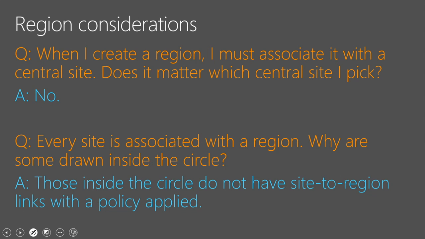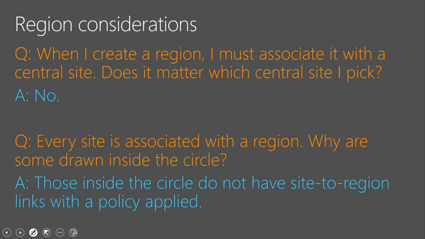Regions. When I create a site, I have to associate a central site with it. In my link topology, wherever I have pools or front-end servers, I will have a central site. When I create the region, I have to associate it with the central site. It doesn't really matter which one you pick. I won't go into what they're used for in detail, but it's just controlling how we aggregate bandwidth information between the different policy decision points and different sites. So don't worry about that.